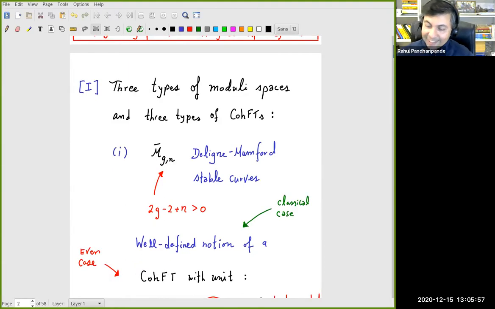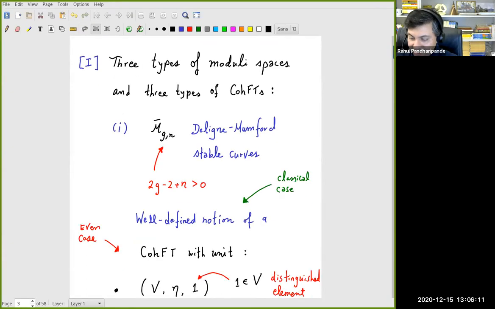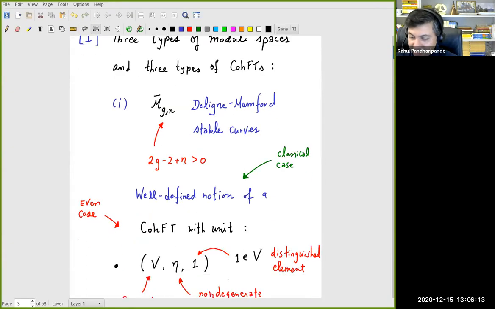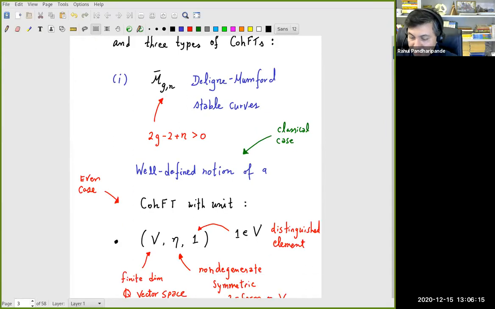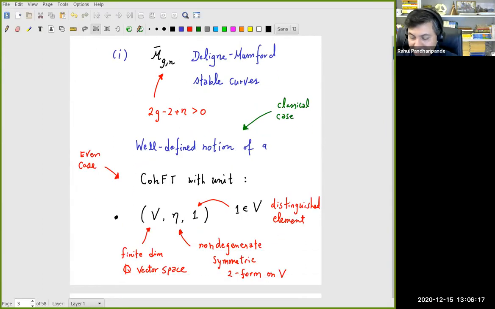And since Jim asked for superness, anyway, we're not going to do anything super here. If you want, you can make the whole talk super. But that's, it mostly gives one headache. So we'll just do the even case. There's no signs. And we talk about CohFTs with unit. The unit is when we talk about CohFTs with the perspective of this talk, the unit is kind of a subtle thing, and it'll also give us headaches. But in the world of Deligne-Mumford stable curves, the standard is this CohFT with unit.